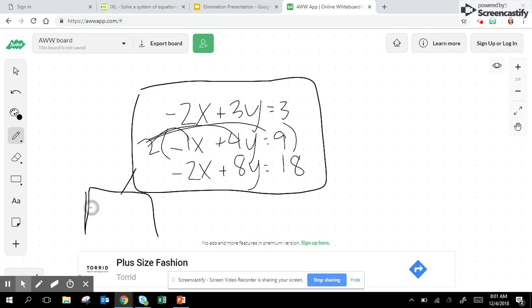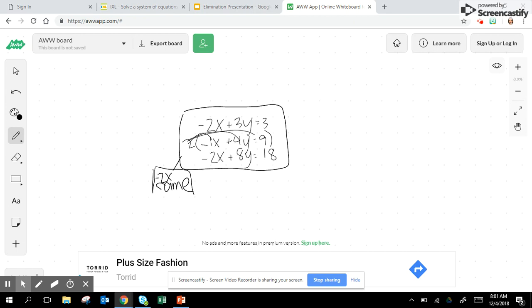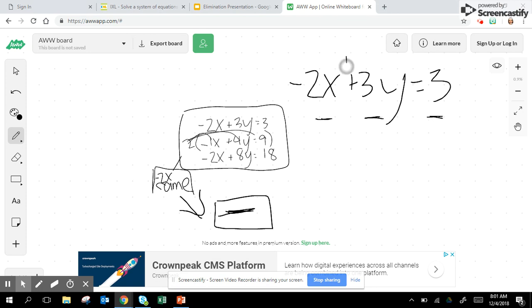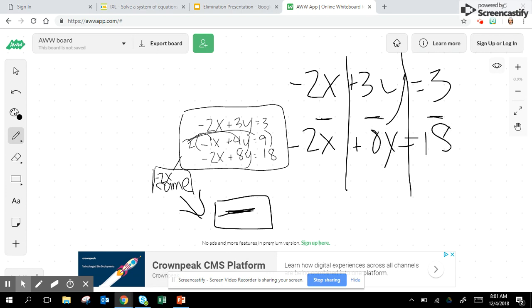Okay, so now, given just those two equations, do I have a variable that's the same or different? Yes, I do. Negative 2x and negative 2x are the same. Okay, and the same means, goes this way, it means subtract, right? Big subtract. So I'm going to write my equations over here. Negative 2x plus 3y equals 3. And I'm going to subtract negative 2x plus 8y equals 18.